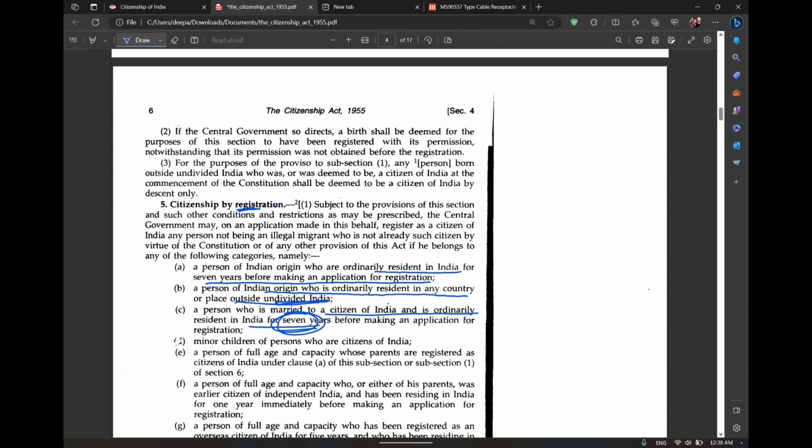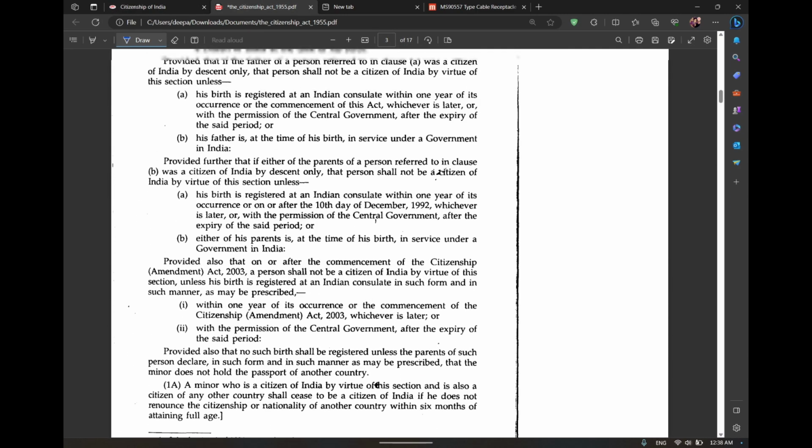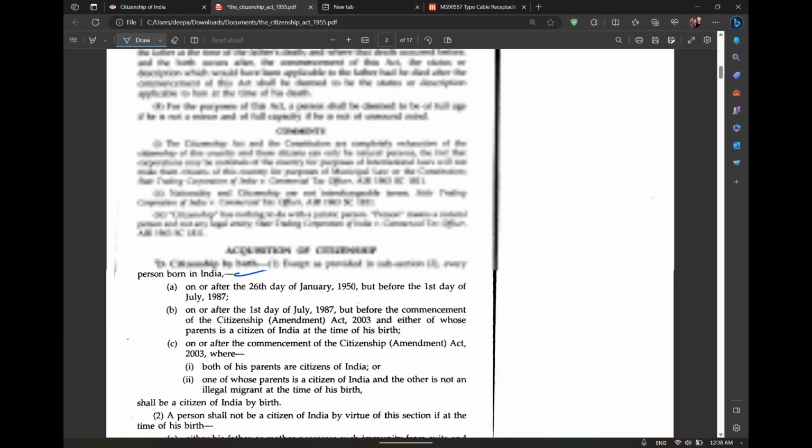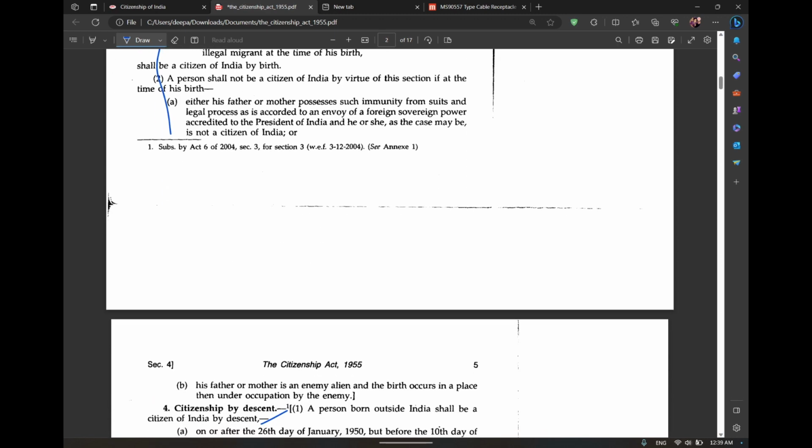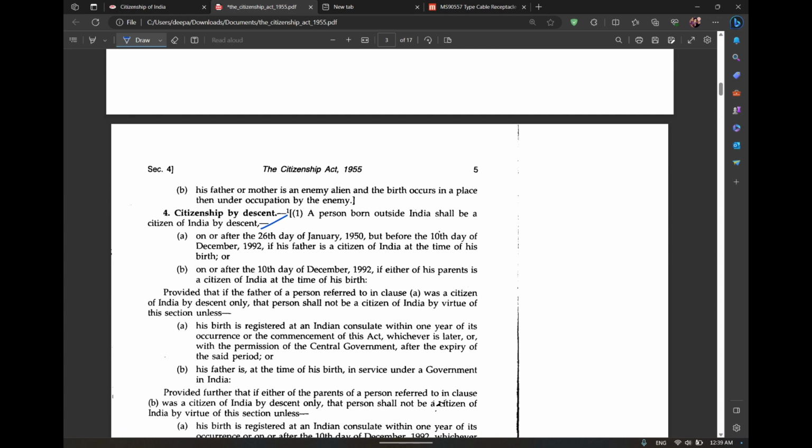Okay, so this is Schedule 3 that has been mentioned on naturalization. Within Schedule 3 you can go through it. Whatever I have told you was the compiled version of it, and that is sufficient. But if there is any doubt, you can go through this, you can easily find this on Google. So acquisition of citizenship by birth, all the terms and conditions are mentioned here. Then it will be by descent.